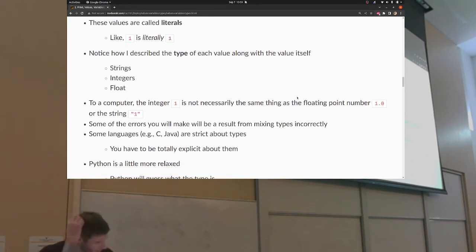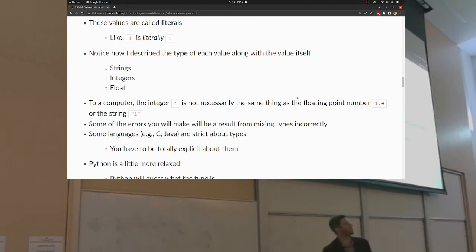And here I talk about how 1 is not the same as 1.0, which is not the same as the string 1. Now, in some programming languages, if you want to have a value in there, you need to tell the language, okay, here's the number 1, and it's an integer. Python tries to be clever, and when you say just 1, it'll be like, oh, that's the integer 1. If you write 1.0, it's going to say, okay, that's the floating point number 1. If you write quotes 1, it knows it's a string.